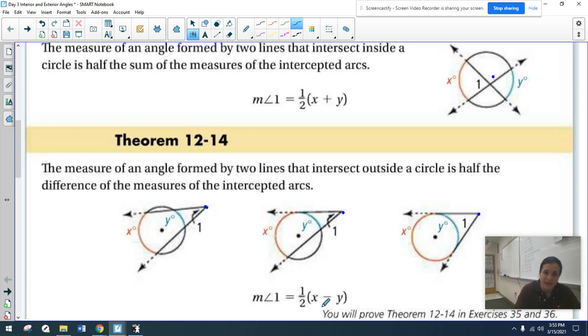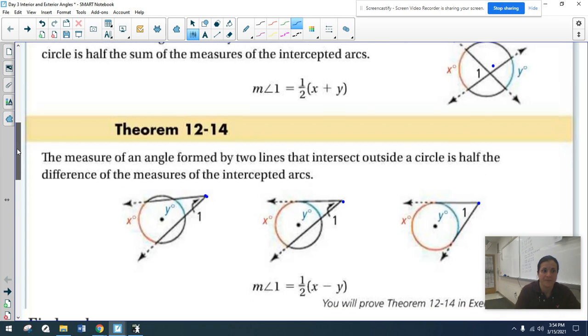If they're outside like that, you have to take the bigger arc right here and subtract the smaller arc. That way you don't get a negative. So we're talking about the two arcs in the circle that this angle makes. It makes two different arcs, so you want to subtract them and cut them in half. Okay, so all three of these will look that way.